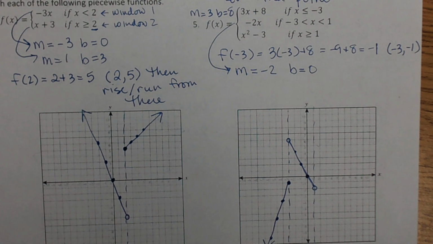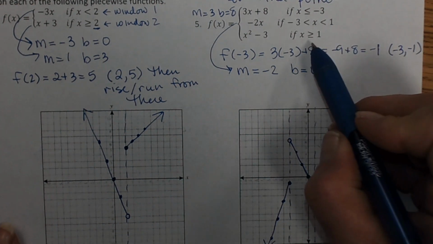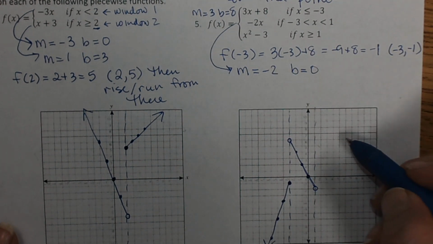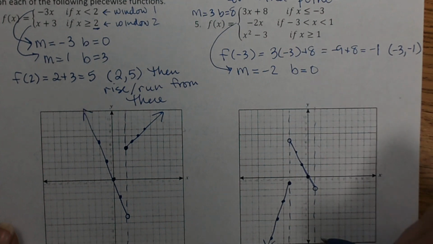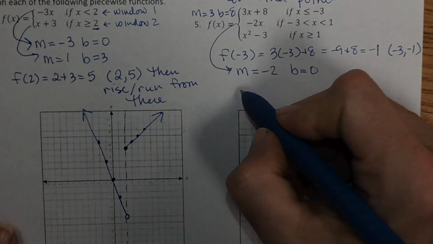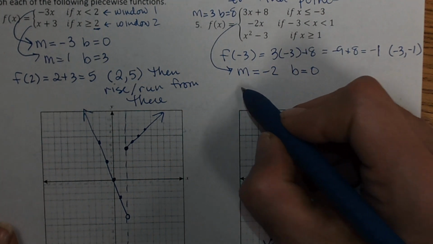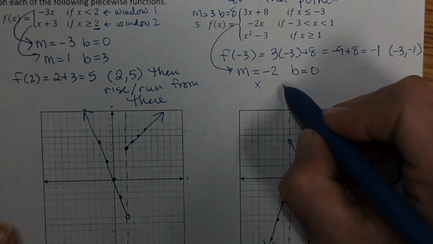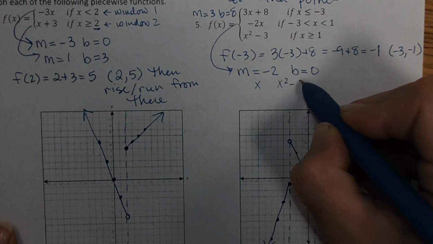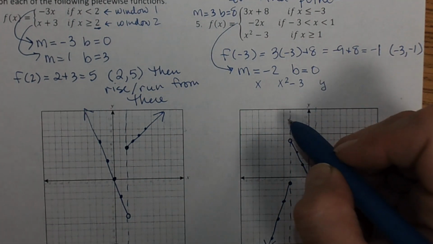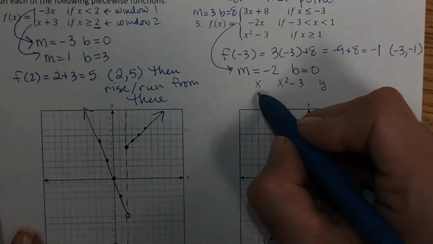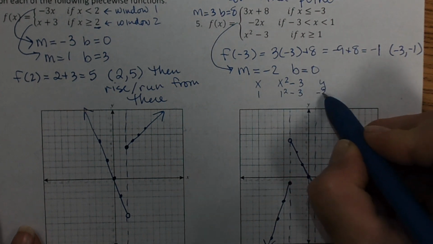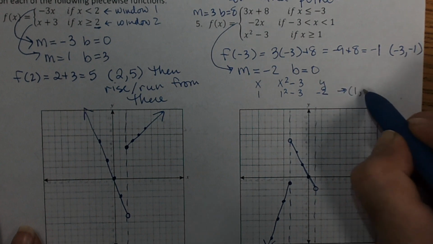And now I'm going to just make a T-chart for this because it's not linear. It doesn't have a slope. And so I'm going to need to know what are some of the values for that. So I'm going to plug in and just make a chart. So I'm going to say x, and then we'll put our equation in the middle, x squared minus 3, and then we'll have a y over here. So I'm going to start by plugging in my 1. So I get 1 squared minus 3. That's 1 minus 3. That's -2. So that's the point 1, -2.